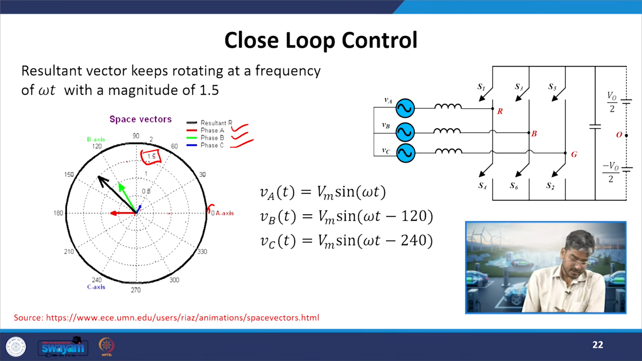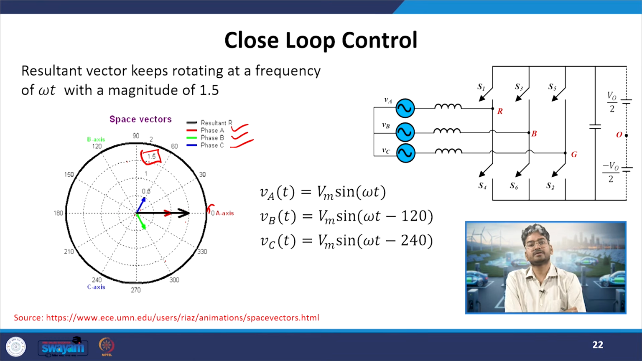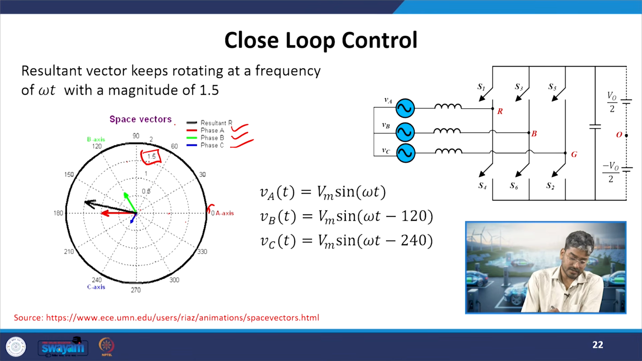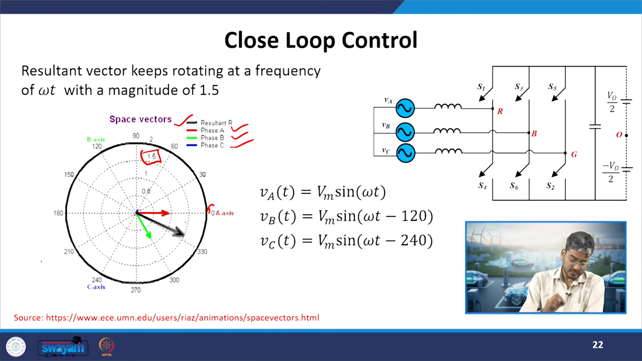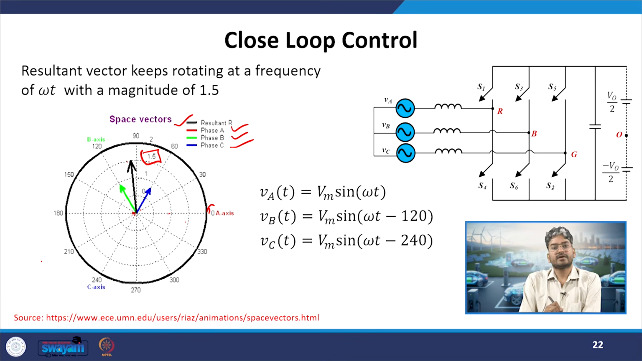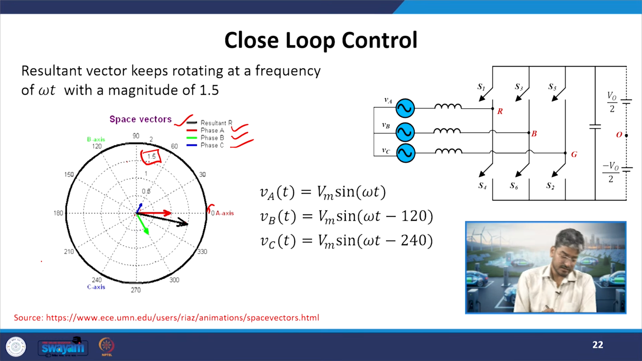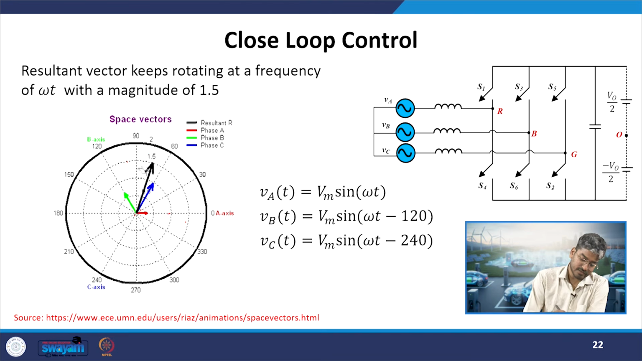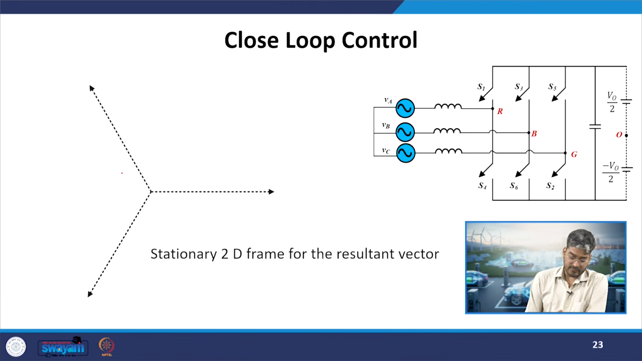So, what is the meaning of this observation? That is, the resultant value of these 3 vectors is constant, only thing is it is keeping on rotating; the resultant vector is rotating at a speed of omega t. Now, how to have a mechanism in which we can reduce these 3 independent vectors into 2 quantities, such that I can dedicate one quantity to regulate the active power and one quantity to regulate the reactive power. So, let us see the first example where we have the stationary DQ frame.